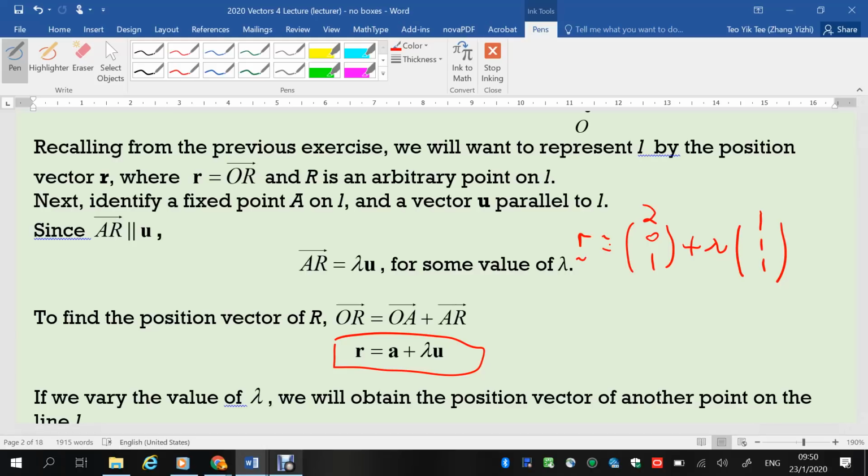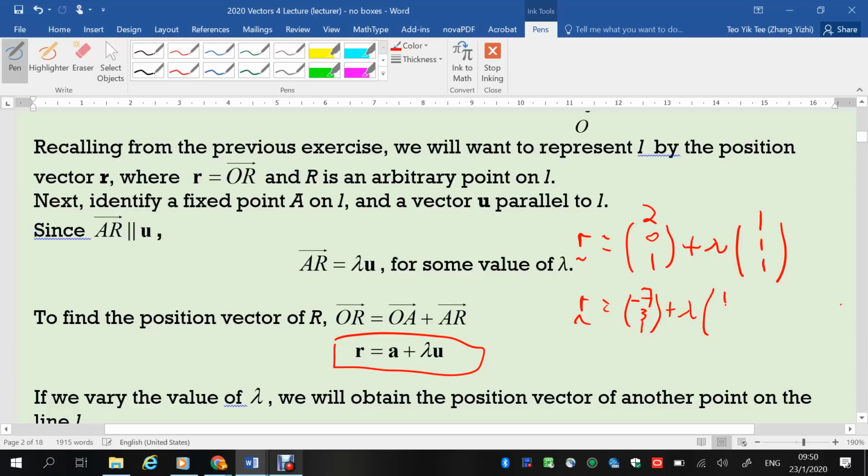Can you follow? So what if I say I want to change? I don't want this point (2, 0, 1). I want a line that is equally parallel, but I want it to start from here. So let's say this point is (-7, 3, 1). What is the equation of this line now? So it's (-7, 3, 1) plus lambda (1, 1, 1). Make sense? Can accept? This is how we form the equation of a line. So repeat again: to get the equation of a line, I need one point, I need one direction.